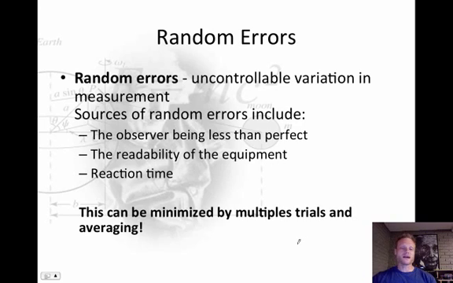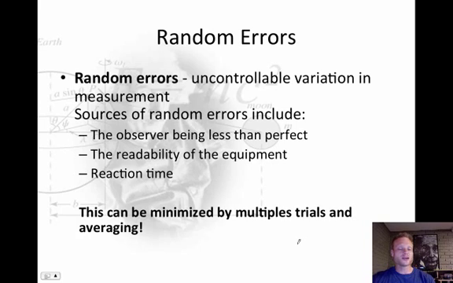So let's talk a little bit about errors. We all make mistakes, and in science the same is true. There are 2 types of errors. The first type I want to talk about is random errors, which are uncontrollable variations in measurements. Some sources of random errors include the observer being less than perfect. You as the scientist will make mistakes as you measure things. That is bound to happen, so you yourself are a source of error, you as the observer.